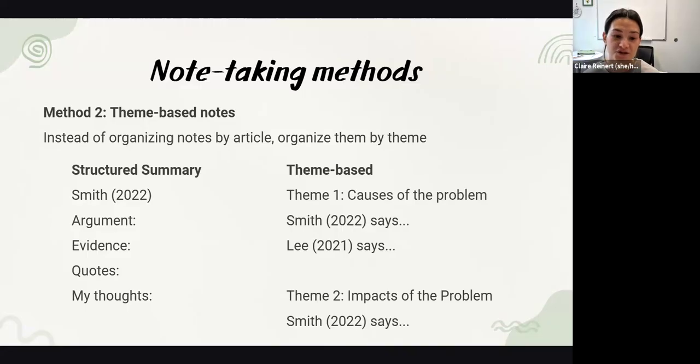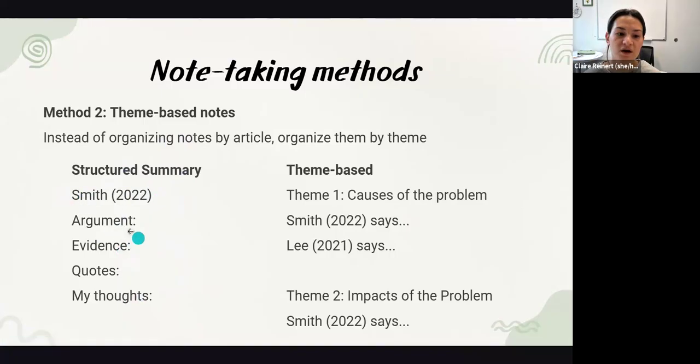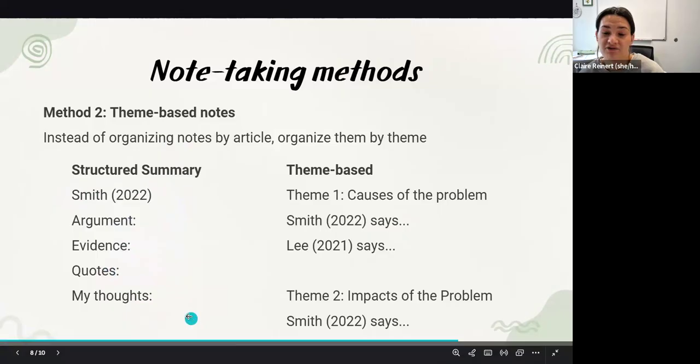So the structured summary on the left, this is kind of what it's going to look like, right? You're going to have some way to note down the article that you were looking at. What was their argument? What was their evidence? Were there any quotes that I thought were really important that I needed to write down exactly word for word? And then finally, what are my thoughts? Do I have questions, thoughts, analysis that I want to add on to my notes here?